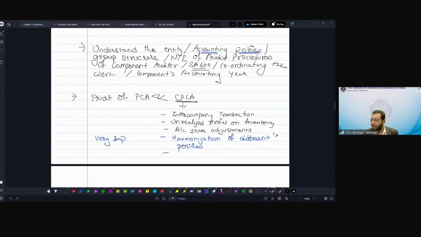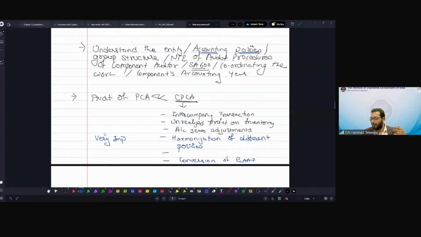No? Any idea? Conversion of GAAP to Ind AS. Yes, very important. I was about to come to that. This is not this one, but again, as you have already mentioned, conversion of GAAP. Very good, Jenny. Okay. So this point is not conversion of GAAP. This is something different, which is related to the accounting year, but not conversion of GAAP. Okay, I'll tell you.